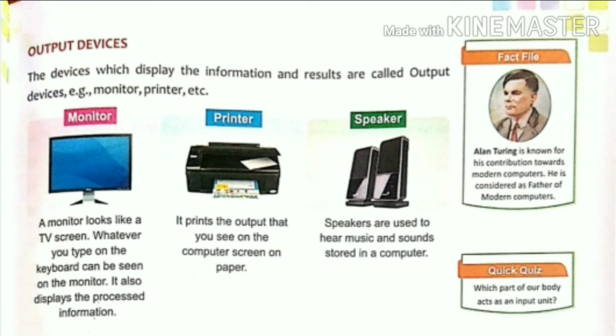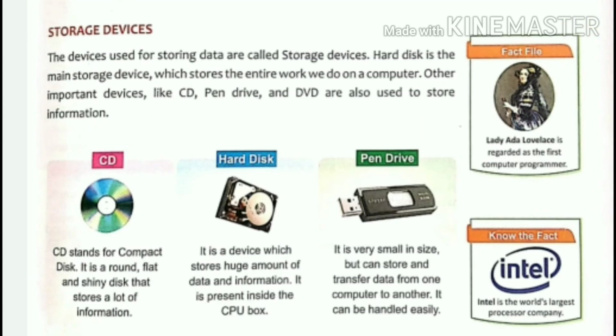The most common output devices are the monitor, printer, scanner and speaker. Let us understand what is a monitor. A monitor looks like a TV screen. Whatever you type on the keyboard can be seen on the monitor. It displays the output. The printer takes out the output in the form of a hard copy, and it is usually on paper. Speakers are used to hear music and sound stored in a computer. So the most common output devices are monitor, printer, and speaker.